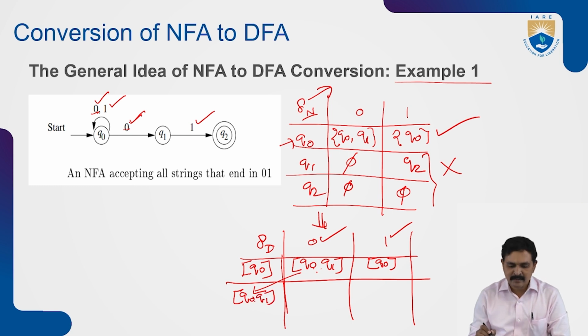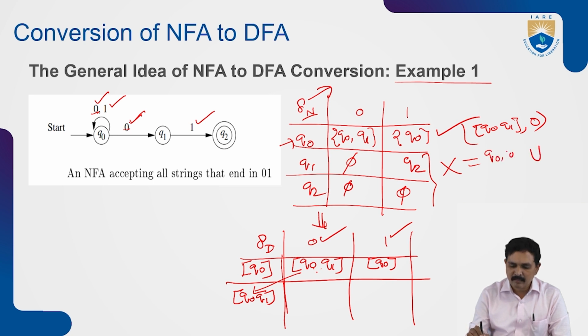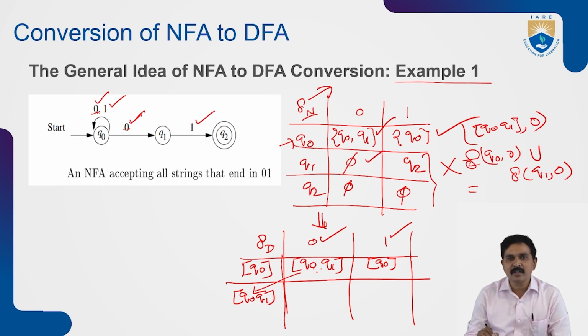So as per our knowledge, Q naught Q1 is a subset using 0. So you apply the union. Delta of Q naught comma 0 union delta of Q1 comma 0. Q naught comma 0 is Q naught Q1. Q1 comma 0 is pi. So you make the union of these two values.